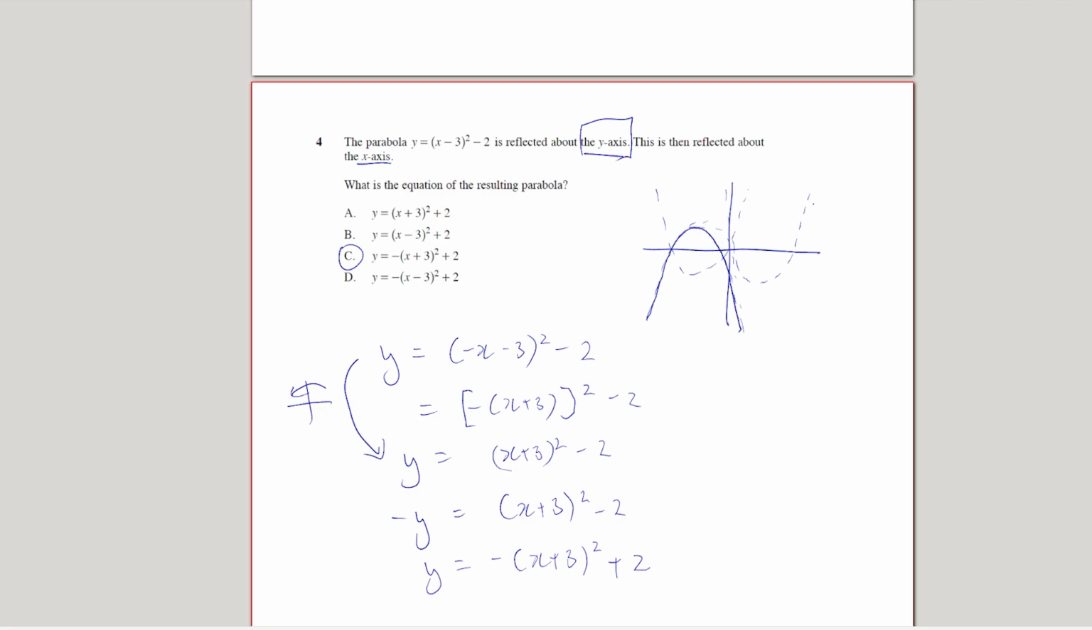And does this describe our parabola here? Yes, it does. It's upside down and it's shifted by 2, shifted to the left by 3. So yeah, that's a double check. That's why I like to do my diagrams.